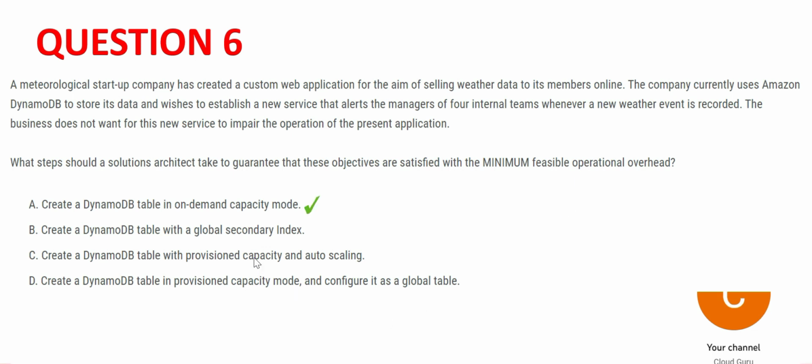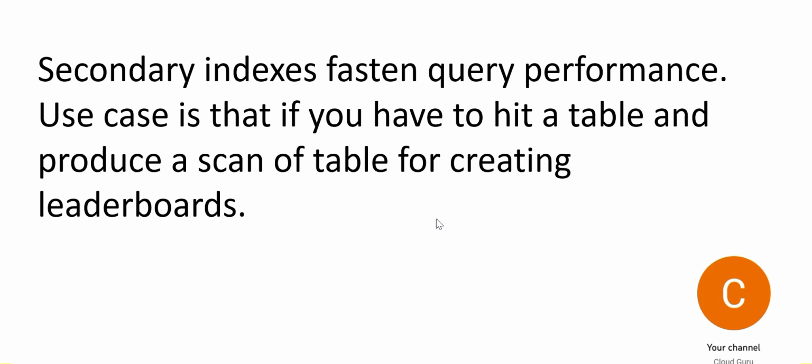The second one says use global secondary index. See, this is useful when you want to fire a lot of queries, big queries, small queries on a table. For example, you have to do a scan of a table and you are creating some leaderboard application, like who was the leader. Suppose you have a gaming application, you want to show the top 3 people who have scored the most. If you want that kind of insight and hit this table, then indexes will help you out.